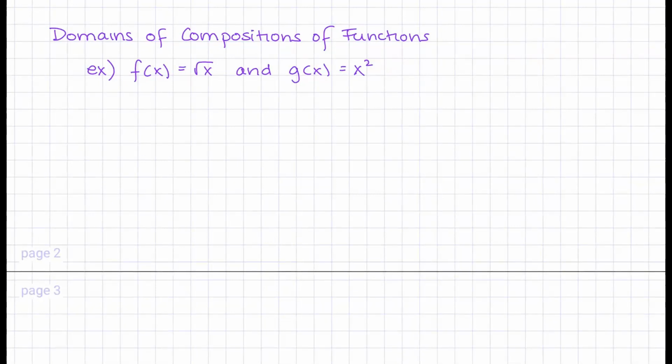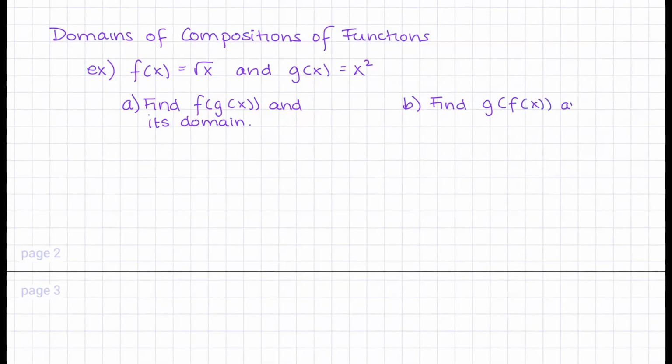Let's look at both ways of composing. Let's look at f composed with g and g composed with f and see what happens. So A, find f composed with g of x and its domain. So now I'm going to put the domain part in there. And then let's look at B, which is to find g composed with f of x and its domain.